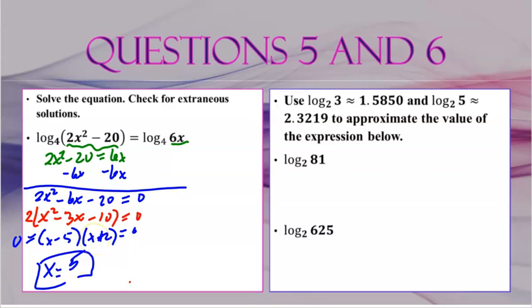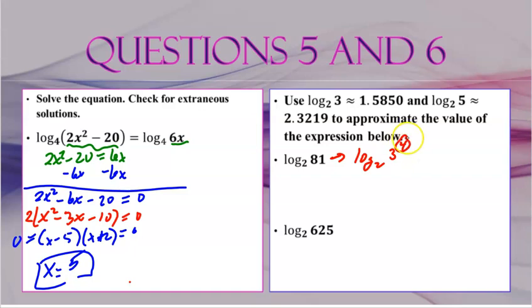Okay, question 6. Use log base 2 of 3 to be about 1.5850 and log base 2 of 5 equaling about 2.3219 to approximate the value of the expression below. Here, so we're going to expand it using the properties of logarithms. So I can rewrite 81 as this would be log base 2 of 3 to the 4th power, because 3 to the 4th power is 81.